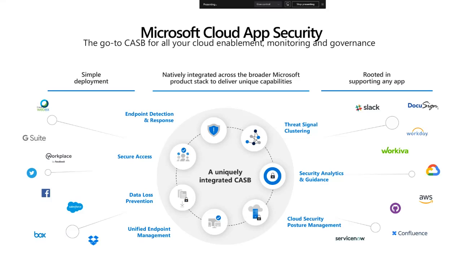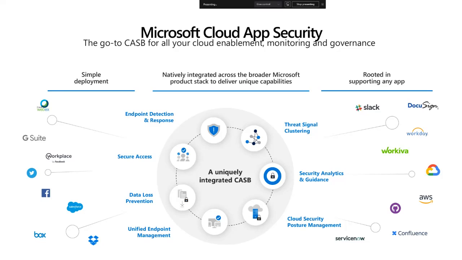Next, we have our secure access layer. So leveraging Azure Active Directory for our conditional access policies and using our reverse proxy. Next, we have our data loss prevention. So again, this is creating those file policies using our integrations with MIP to apply sensitivity labels to those documents.